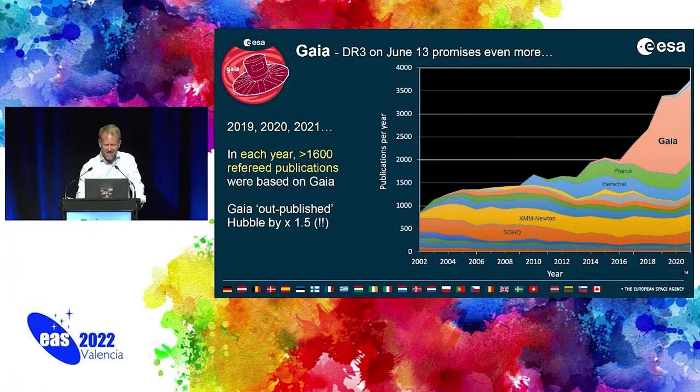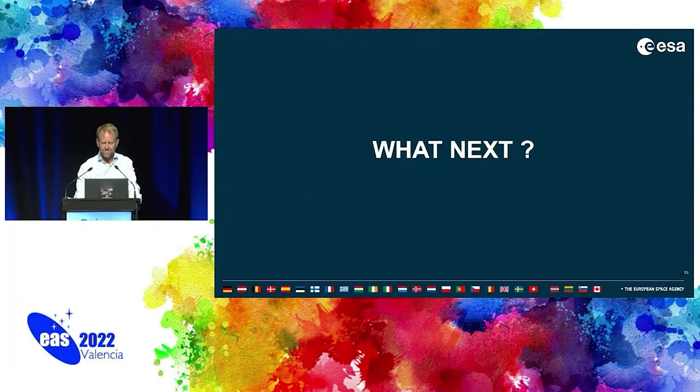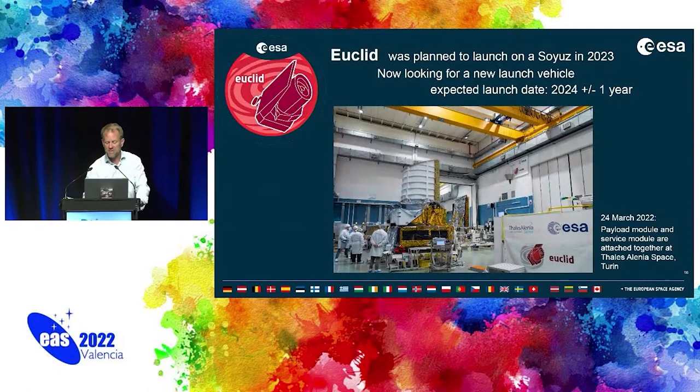So Gaia was actually a fantastic success. We're trying to learn from that and to actually have other survey missions of that kind. We have Euclid and Plato and so on coming up, and we try to emulate that as well as we can. So what's next? To give you a little bit of what's coming up immediately.